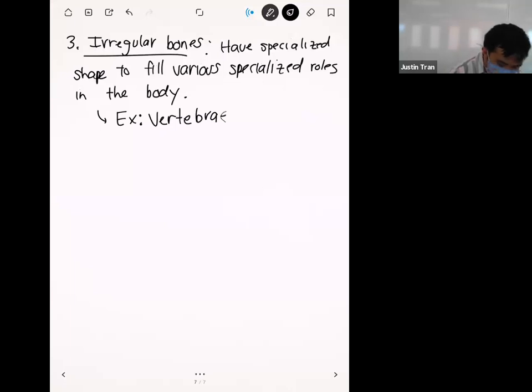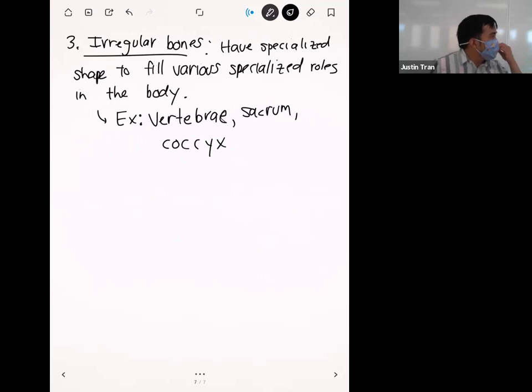So some other examples could be the sacrum of your pelvis, or your hip, and also the coccyx of your hip as well. Coccyx is your tailbone. And since the irregular bones all have their own unique shape, I'm not going to attempt to draw them, but any bone that doesn't fit into these molds, you can consider them irregular.